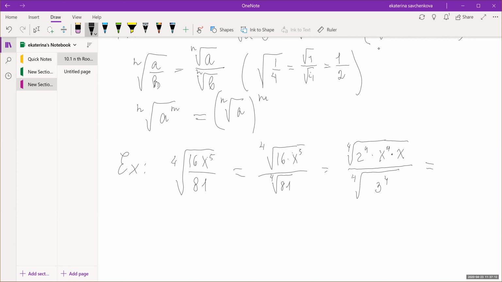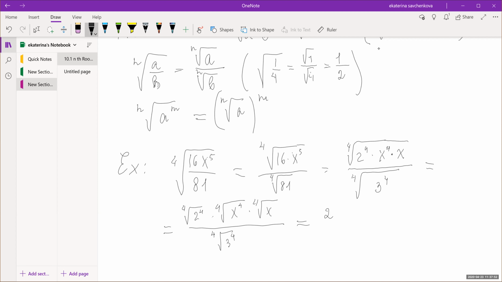Now I'm going to apply rule number 1 to this expression. I'm going to extract the fourth root from here, and from here. So the fourth root of 2 to the power of 4, and the fourth root of x to the power of 4, and the fourth root of x. And in the denominator, I have the fourth root of 3 to the power of 4. Well, by one of the first rules, when you have the fourth root and the power of 4, we are going to cancel the roots, and if the number is negative, we are going to use a positive number, right? Here we have everything positive, so we don't even need to bother about this.